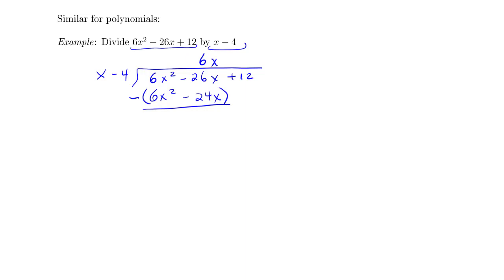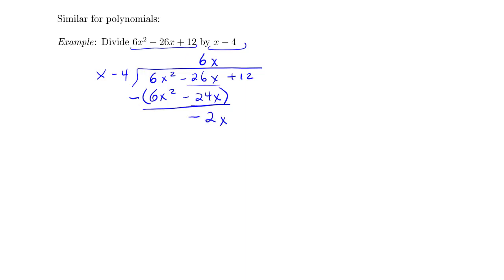So now let's look. Well, the first 6x squared minus 6x squared gives us 0. Well, that makes sense because that's why we chose the 6x there to multiply by x to give us the 6x squared. So that is very logical. So I'm going to get rid of that. So then minus 26x minus minus 24x. In other words, minus 26x plus 24x, I'm sorry. So minus 26x plus 24x would give us a minus 2x.